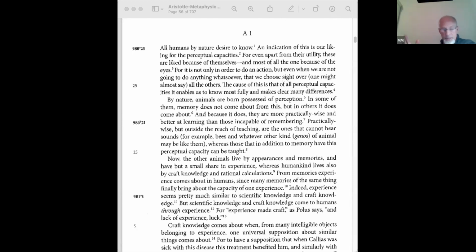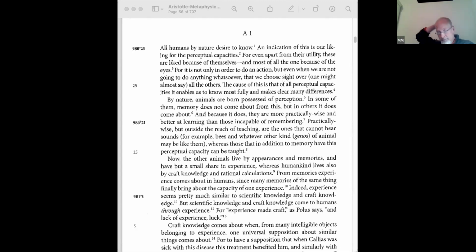Right. I mean, he is making the point that experience seems pretty much similar to scientific knowledge and craft knowledge, right? So it's easy to conflate these. And so what we have here in experience looks kind of like craft knowledge and kind of like scientific knowledge, but he's going to make further distinctions in order to show the difference.